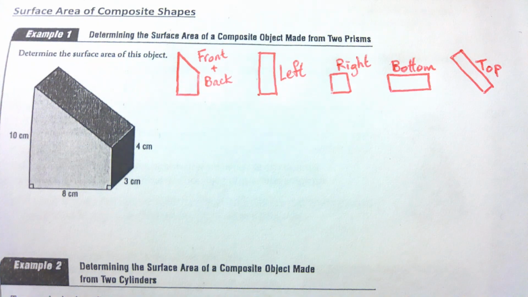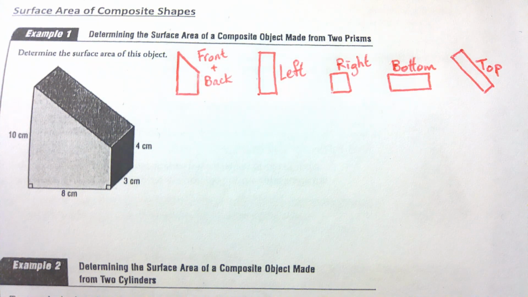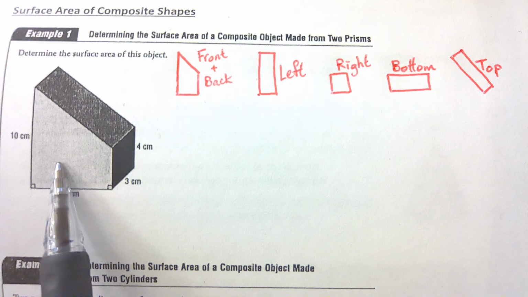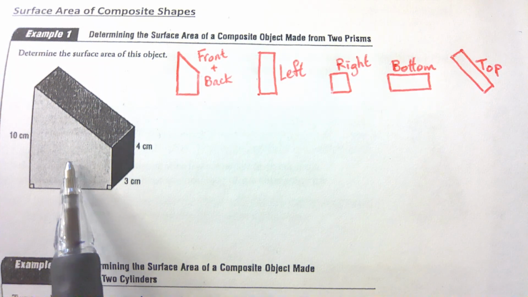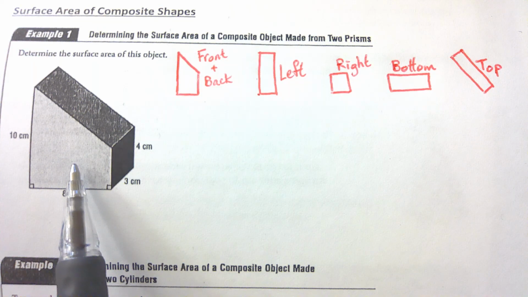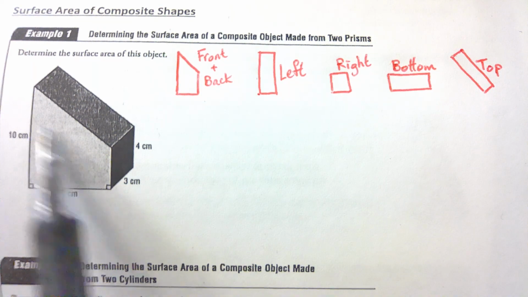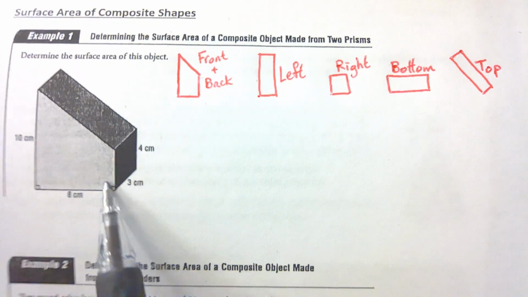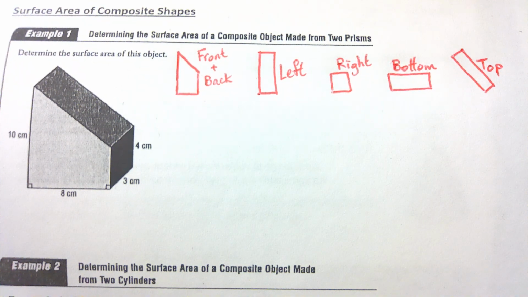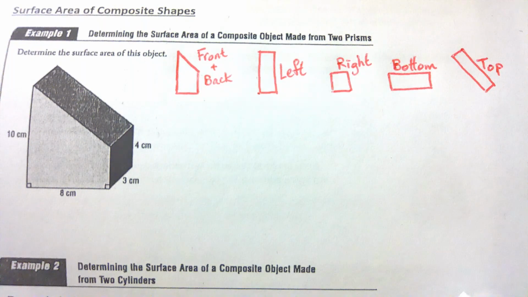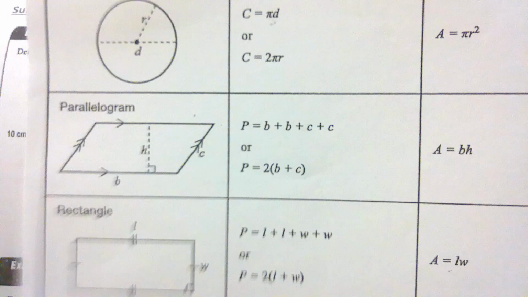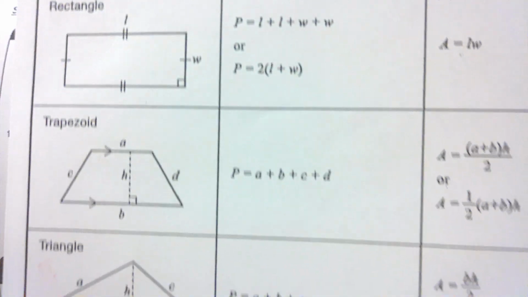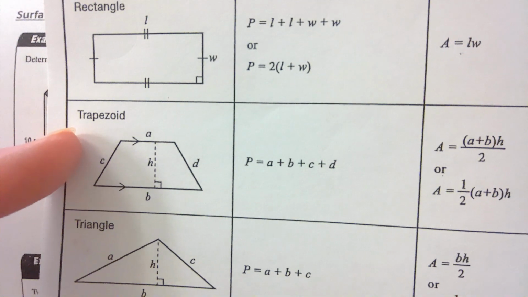So what shape is this front side? What shape is that? The front. Jasmine? A triangle and a rectangle. I could do it that way, or simply it is a trapezoid. What shape is this right here? Just this trapezoid, right? So if you look at the formula sheet right here, yeah, we can do the rectangle and the triangle, but it actually gives us the formula for trapezoid.